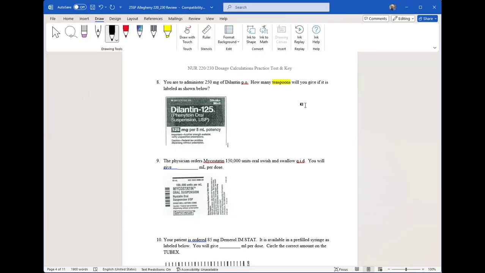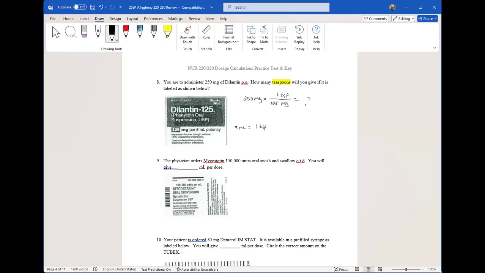But in this particular question, it's telling you to calculate for teaspoons. So what I'm going to do is take my order and multiply by my available. And it tells me I have 125 milligrams and my quantity is 5 milliliters, but 5 milliliters equals 1 teaspoon. So I'm just going to leave that as 1 tsp.